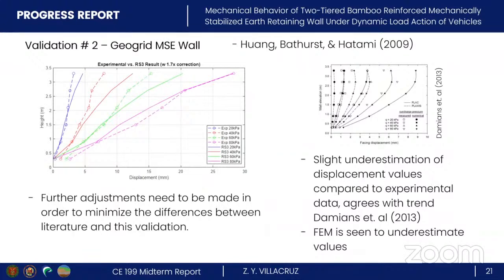Study and my model at increments of 20 kilopascal surcharge. We can observe that while they share the same trend, the values still do not match. The correction factor was applied to better visualize the trends. A study from Damians et al. notes that the finite element method underestimates the displacement values when compared to experimental data. I'm still working on improving this model by adjusting different parameters and perhaps compare my results to Damians et al. study which actually used FEM.